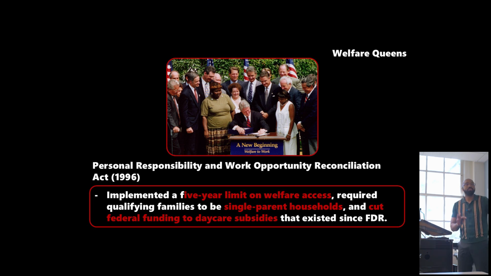This act, the Welfare to Work Act, basically put a 5-year limit on welfare access. So now, if you qualify for access to welfare of any kind or government aid, you can only get it for 5 years. Then, in addition to that, in order to qualify for the 5 years of access to that welfare, you have to be a single parent household. That's required. What is that going to do to black families?